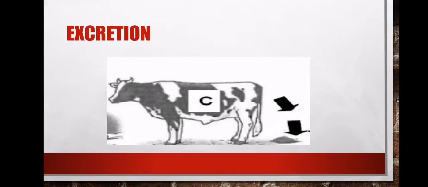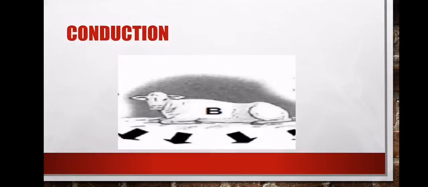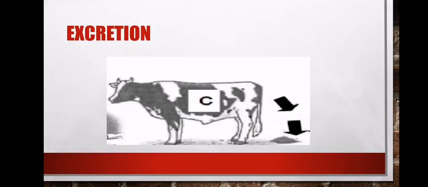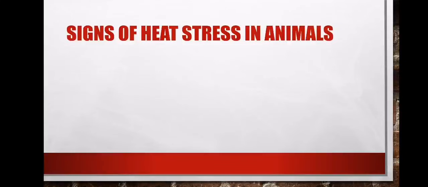Then we understand that we have checked the picture for heat radiation. We move on to conduction. We move on to excretion. That's how simple it is for you to understand. But then, maybe you can get this diagram, but we have to focus on the other diagrams.